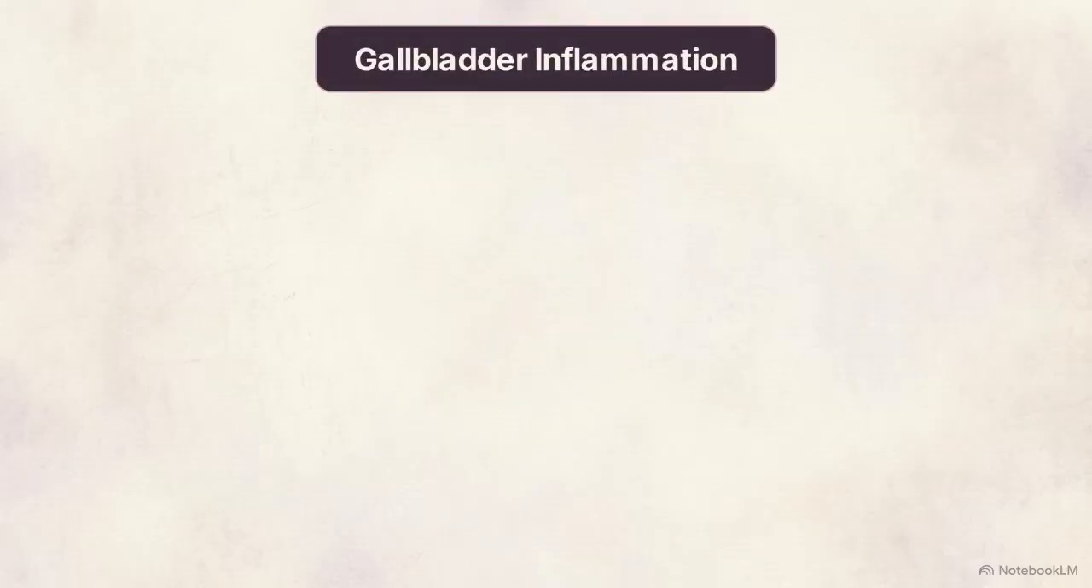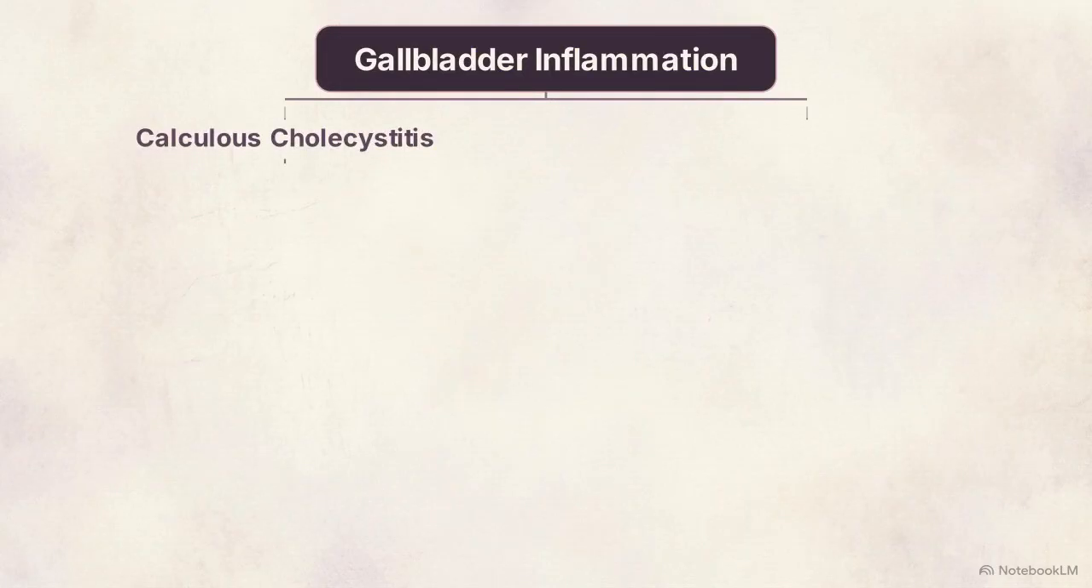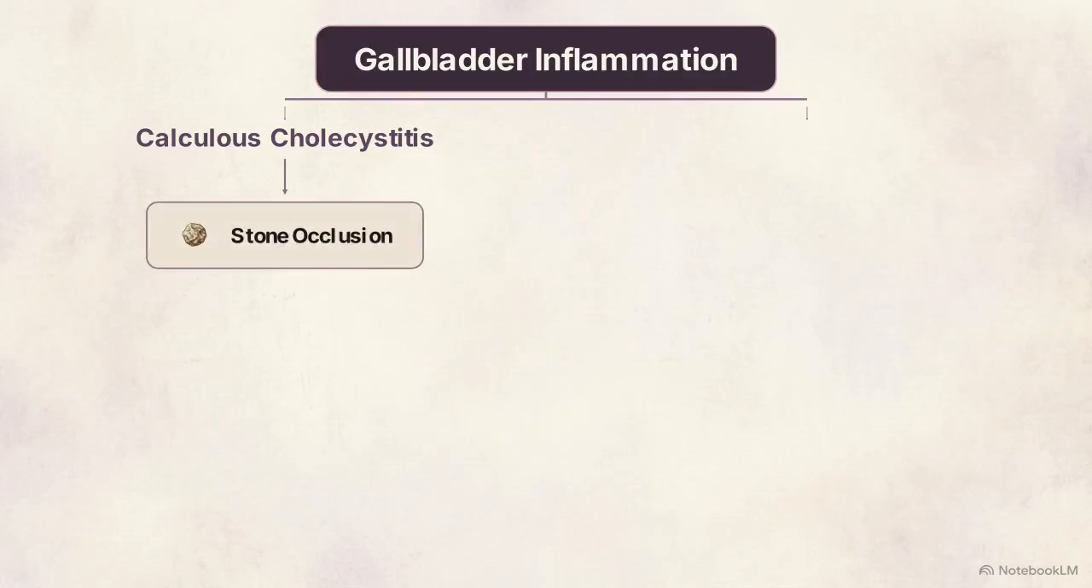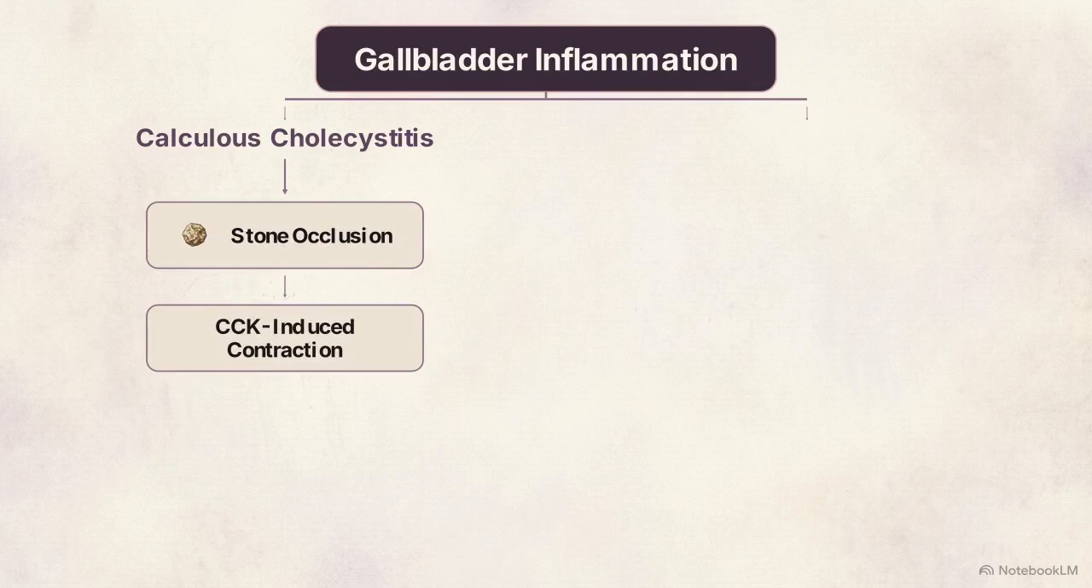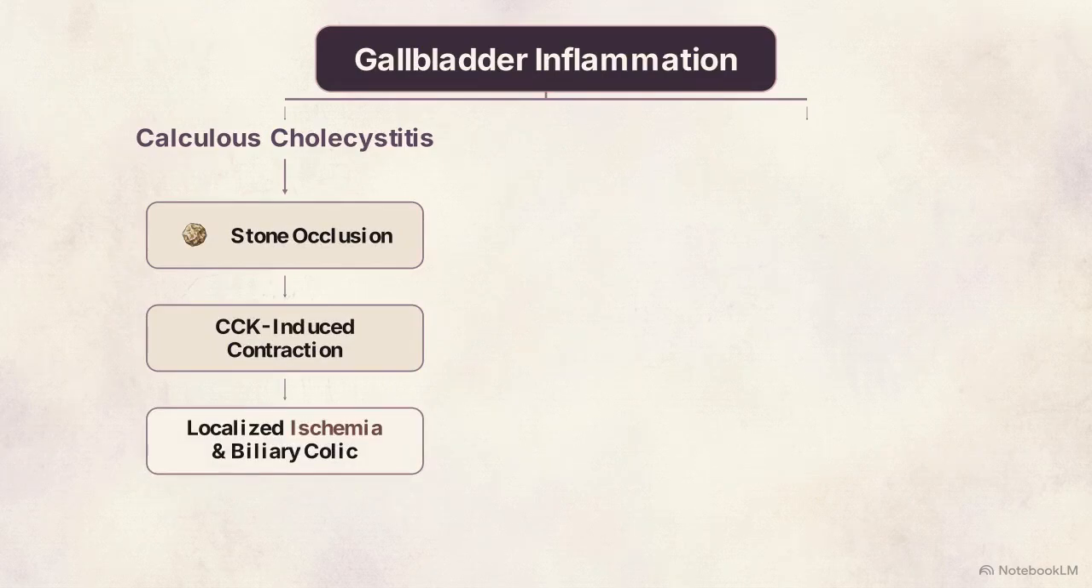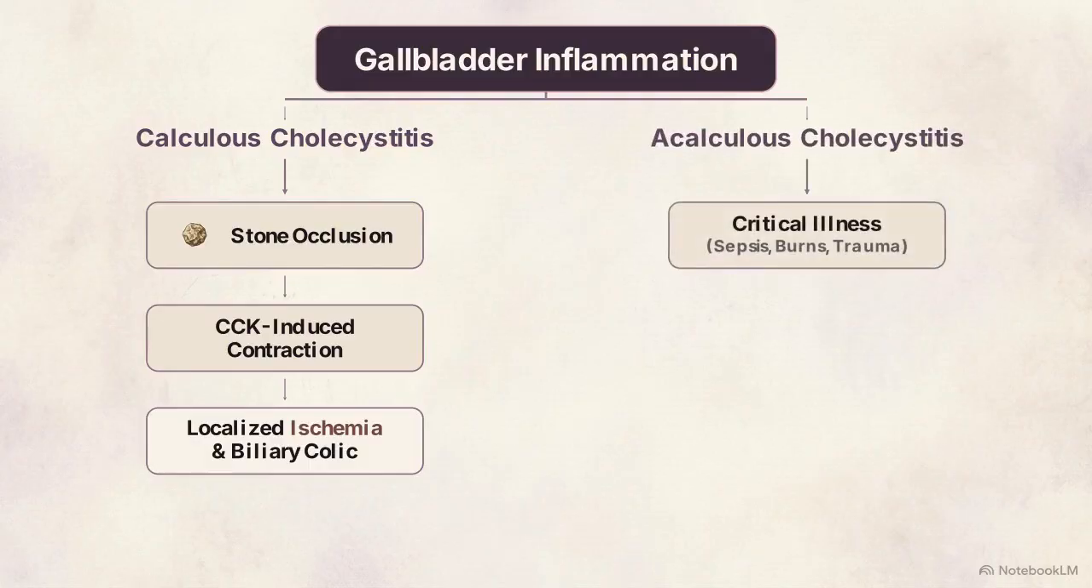Moving to the right upper quadrant, diagnosing the root cause of acute cholecystitis requires tracking the mechanism of inflammation. This decision tree splits gallbladder inflammation into two distinct causal pathways, a direct mechanical blockage or a broad systemic illness. The mechanical pathway is calculus cholecystitis. Gallstones physically obstruct the cystic duct. When the duodenum releases cholecystokinin after a fat-rich meal, the gallbladder contracts, forcing the stone against the outlet and causing localized ischemia and biliary colic.